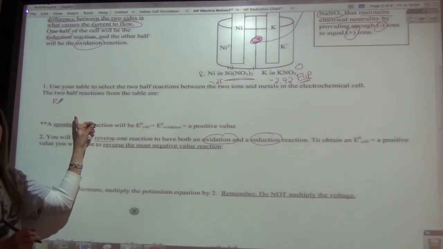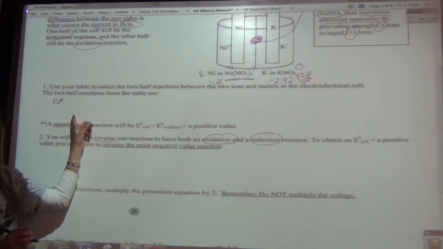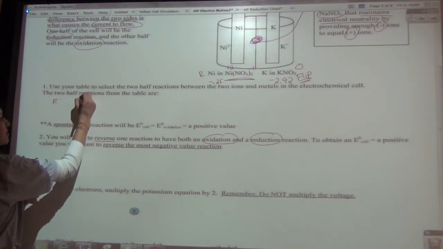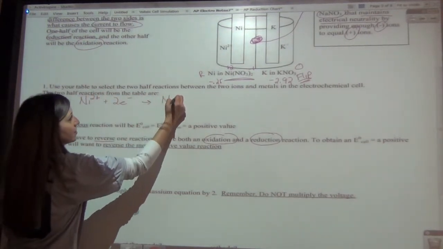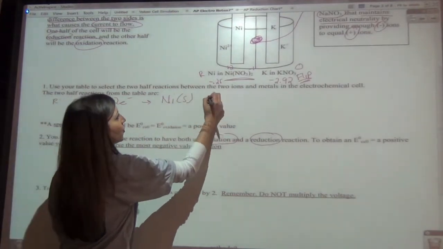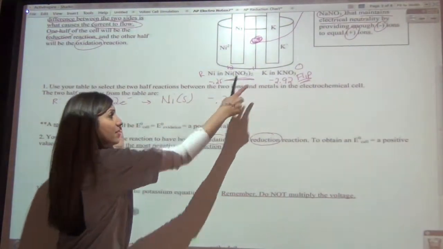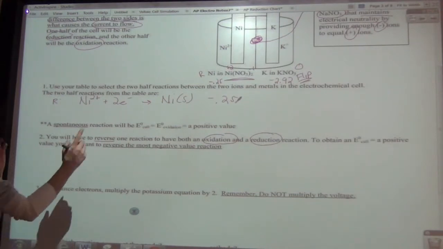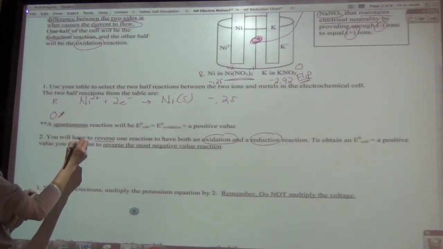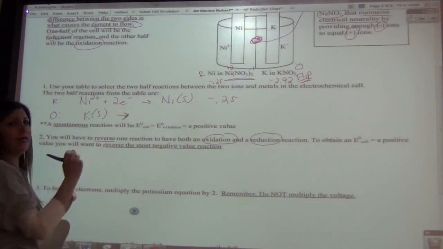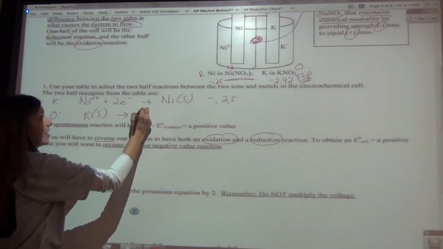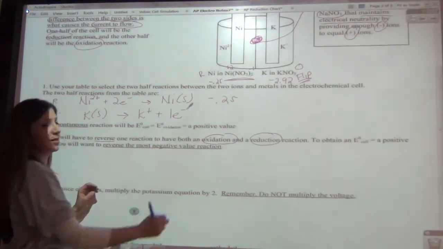And on the chart it says Ni2+ plus 2 electrons yields Ni solid. Awesome. And the value was -0.25. This one we're going to flip. So instead, the oxidation one we're going to do is the potassium. So we're going to flip it. We're going to make it K solid, then our arrow, and we're going to get K+ plus 1 electron.